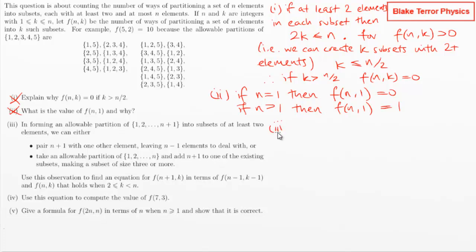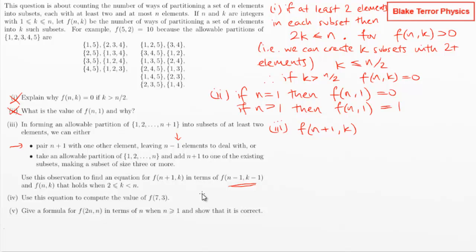Okay, this is interesting. Let's just follow what they're saying then. So we can pair n plus 1 with one other element and then have n minus 1 elements to deal with. So how is this working? We're wanting to find an equation for f(n+1,k). So if we've taken that n plus 1 out, we've now got n minus 1 elements in this. I'm just thinking about the first bullet point here. So it must be to do with this one. So why is the k dropped? Why is the k dropped?